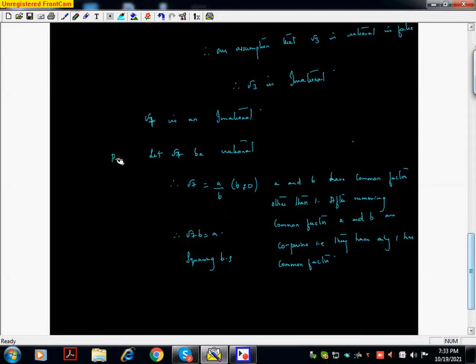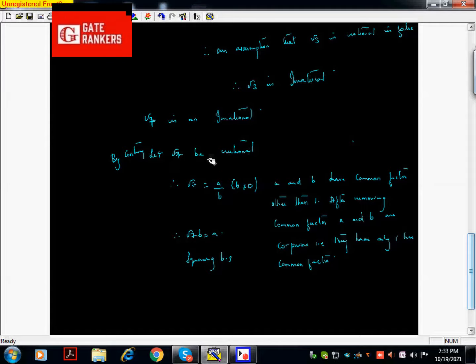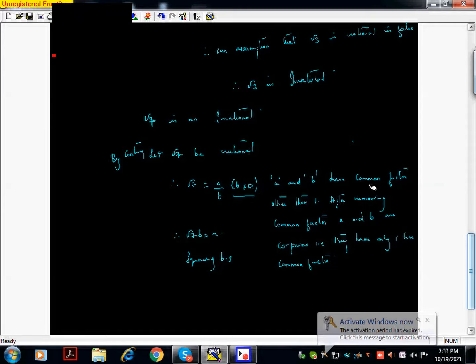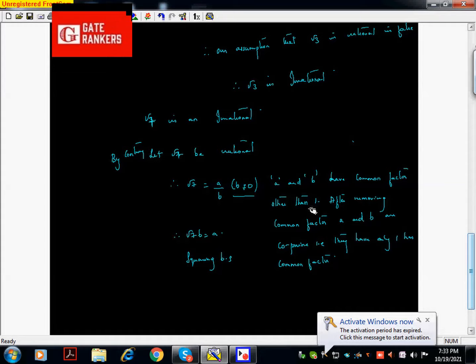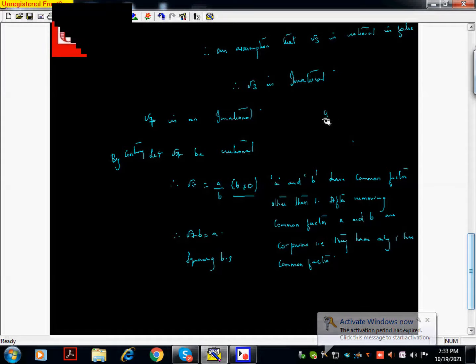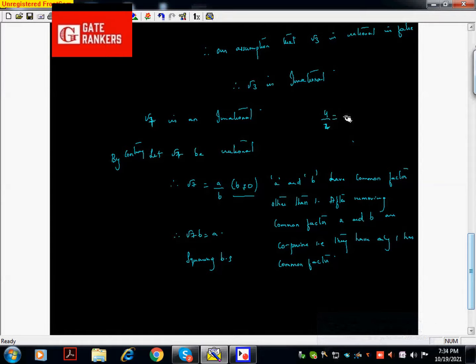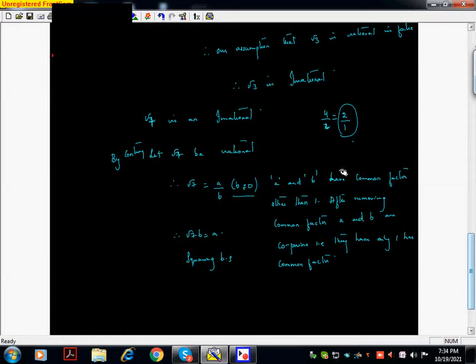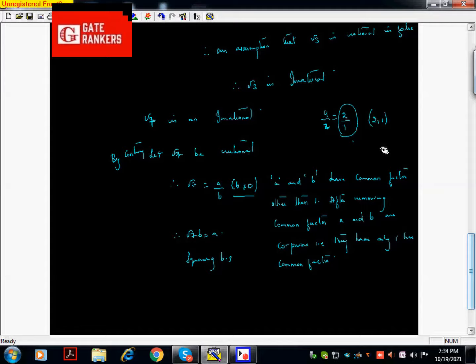By contrary, let us assume that root 7 is a rational number. So we can tell that root 7 is equal to a by b and b not equal to 0. A and b have no common factor other than 1. That is, it is like 4 by 2. So 4 by 2 is having a common factor. We are removing that common factor and we are telling 2 by 1. Now a by b is like this. 2 and 1 are co-primes, where co-primes are those numbers having only 1 as a common factor.